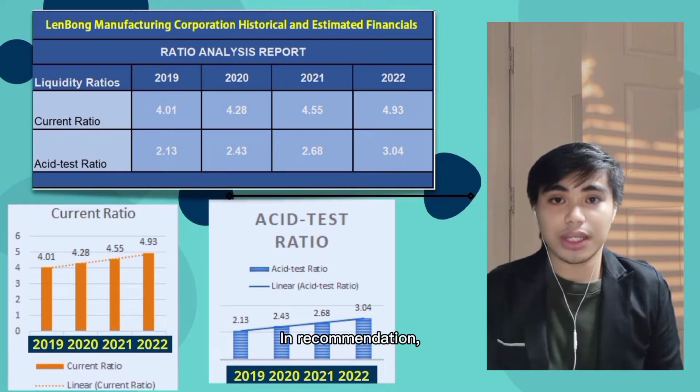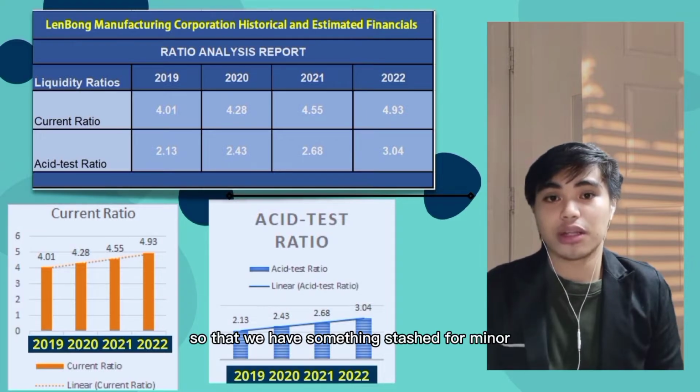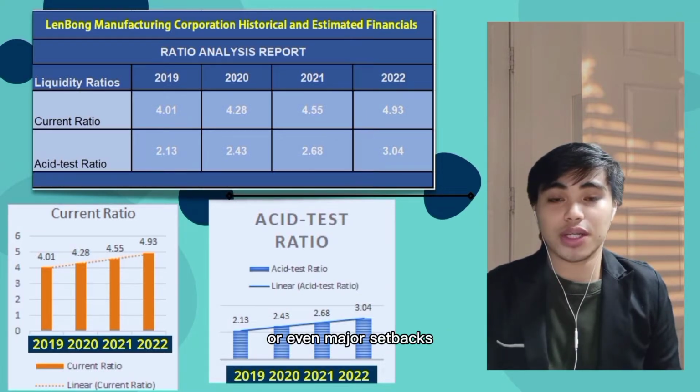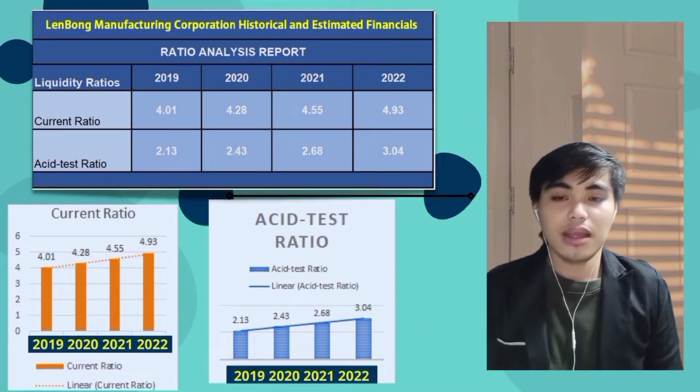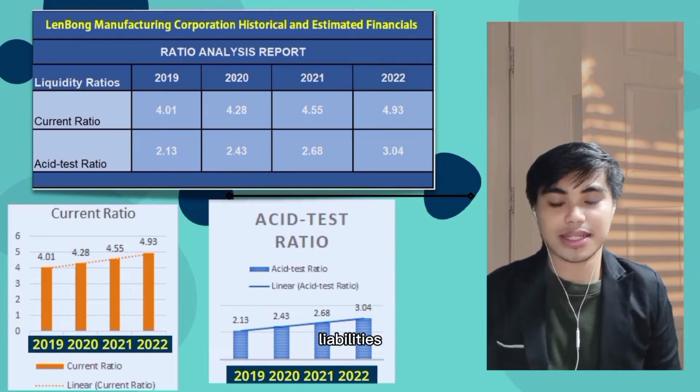In recommendation, although this is a good current ratio, we also need to exert more effort to collect more so that we have something stashed for minor or even major setbacks. Because remember, not all current assets can be used to pay its current liabilities.